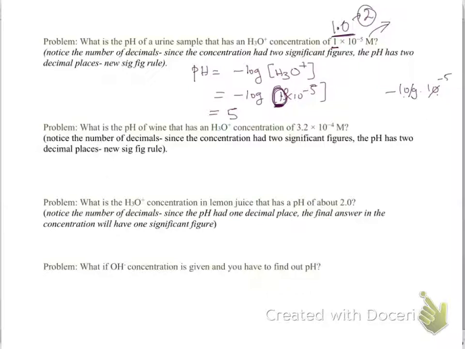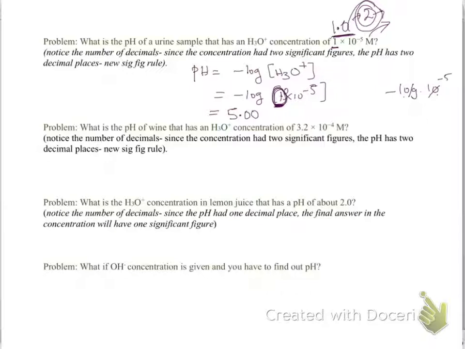So the rule is, you look at the number of significant figures. Since there are 2, when you're writing the answer, you need to have that many decimal places. So if I have 2 significant figures, then I need to have 2 decimal places, so my answer should be 5.00.